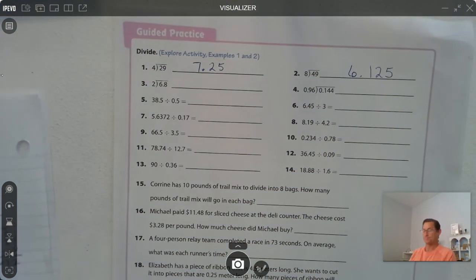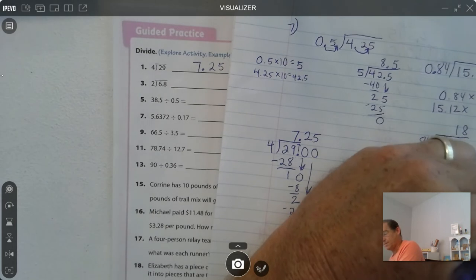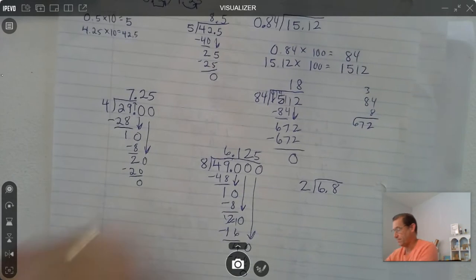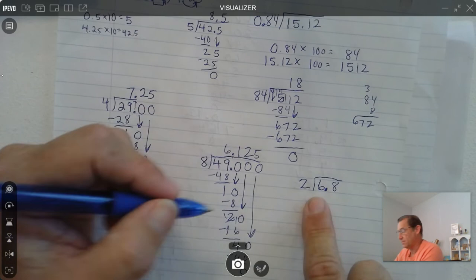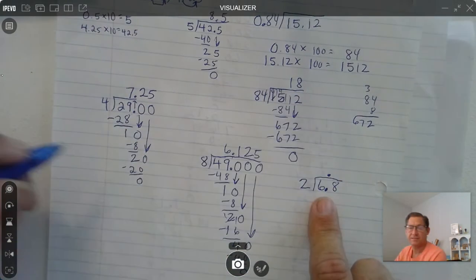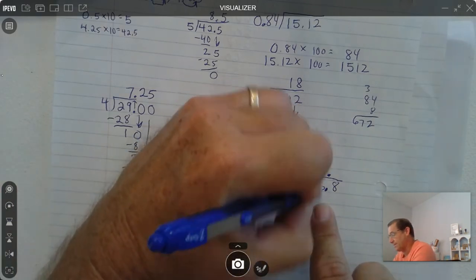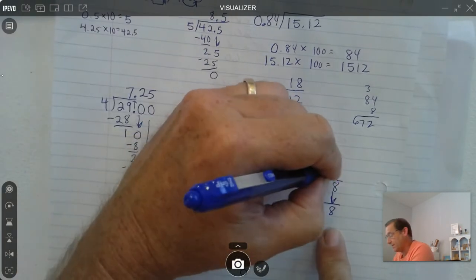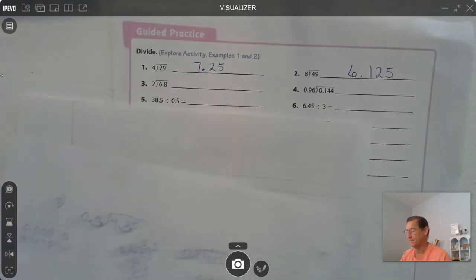All right, the next one. 6 and 8 tenths divided by 2. This is actually a pretty simple division problem. We're dividing a decimal by a whole number. So the decimal placement is in the same location as it is in the dividend. 2 times 3 is 6. Bring down the 8 tenths. 2 times 4 is 8. And we get 0. So 3 and 4 tenths.